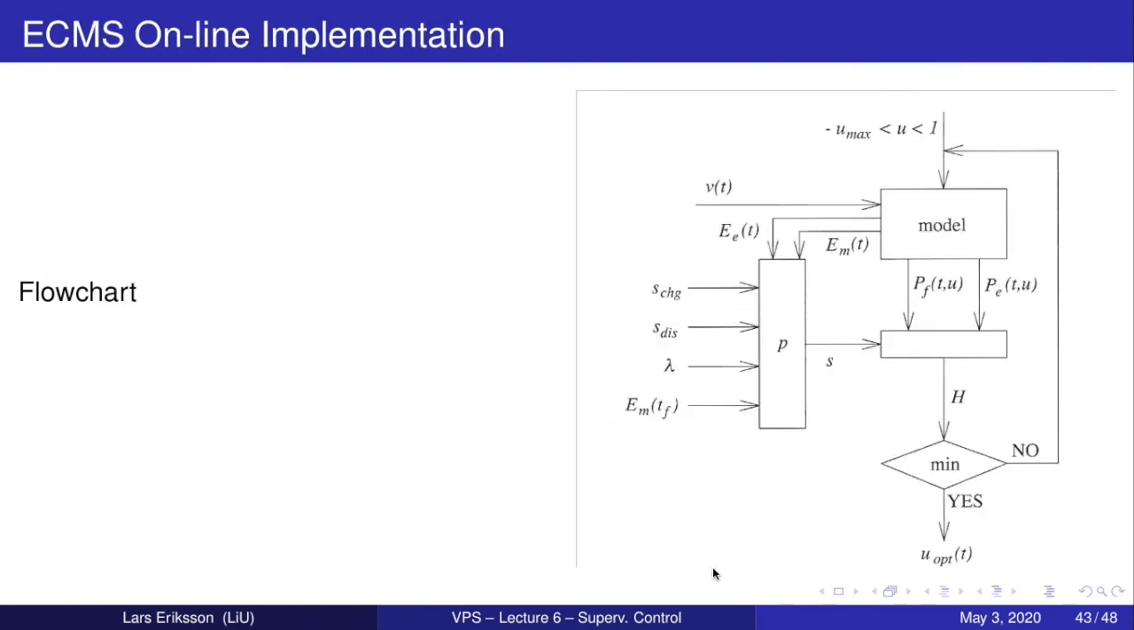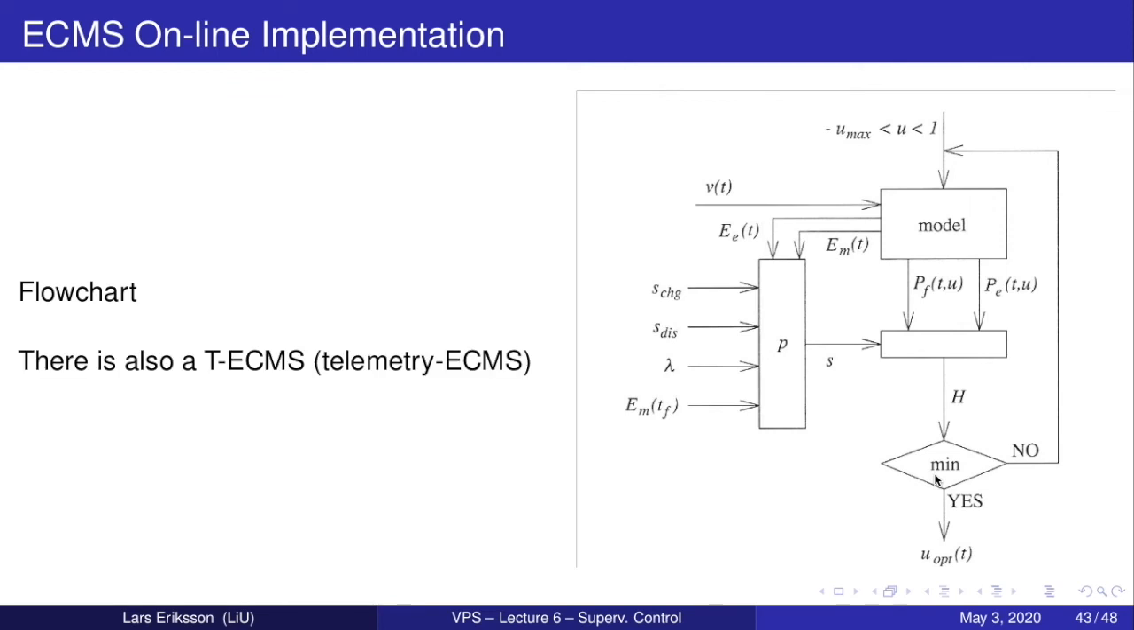The application of ECMS in online implementation is given by the following flowchart, where we are using the information about the equivalence factors, the lambda, and we get our S, and then we insert this S here and minimize the Hamiltonian. If we have the minimum, we use that optimal control input, and if not, then we update the information and we search. So this is searching for the optimum. In some cases you can in fact solve this minimization of the Hamiltonian analytically.